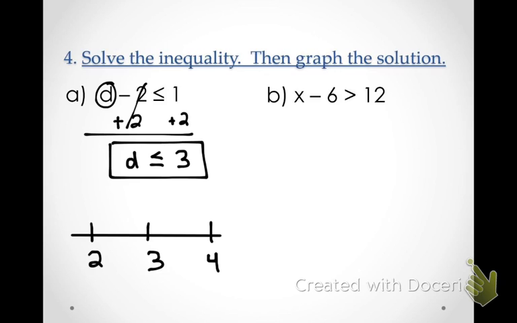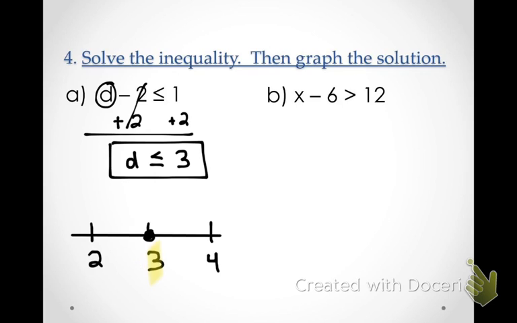Okay, why is it a closed circle? Because there's an equal to sign. So basically what this is saying is, since it's a closed circle, I could take this and put it right there. Is this truthful? 3 is less than or equal to 3? Yes, because it equals 3.